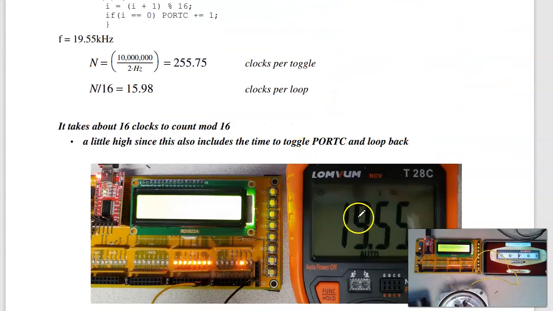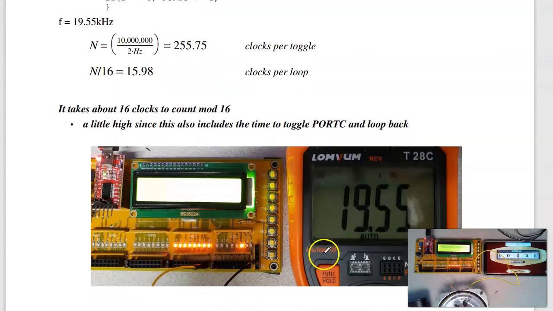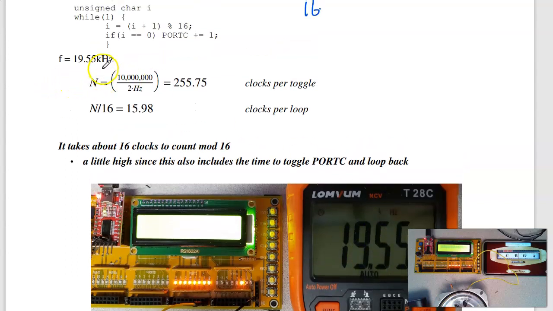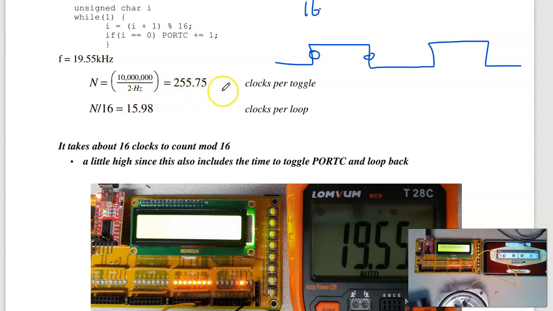Another way is if you have a frequency meter, you can measure it directly on port C pin 0. And I have that. My multimeter will actually tell me frequency. So it's 19.55 kilohertz. So it's 10 million clocks per second divided by 2, because I have 2 toggles per cycle, times hertz, gives me 255 clocks per toggle. That's this distance. I've got 16 counts per cycle, so divided by 16 is 15.98. So this takes 16 clocks to execute.